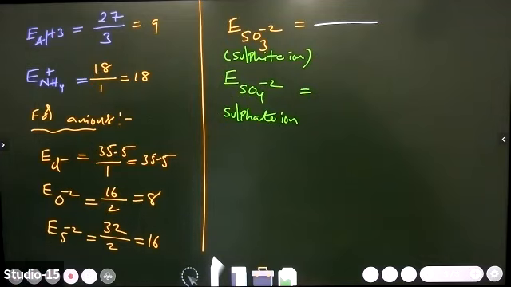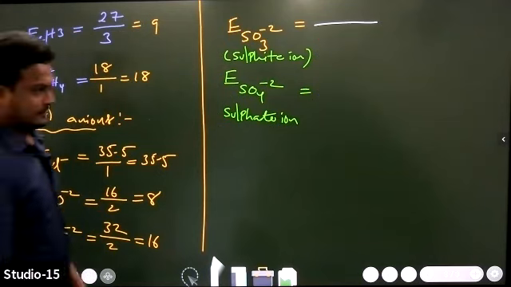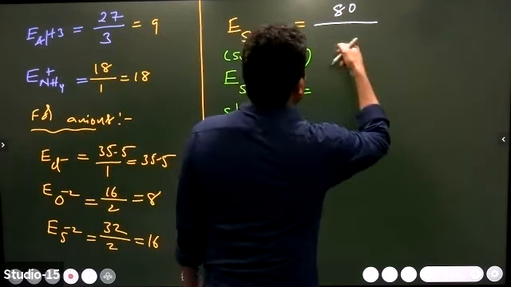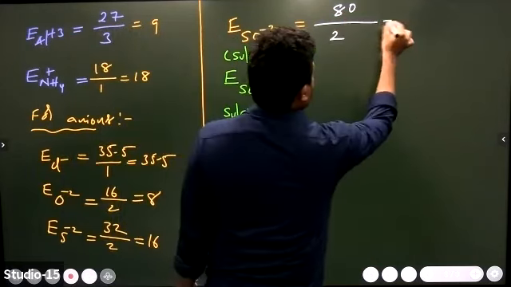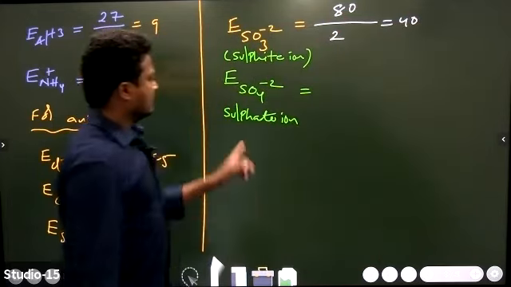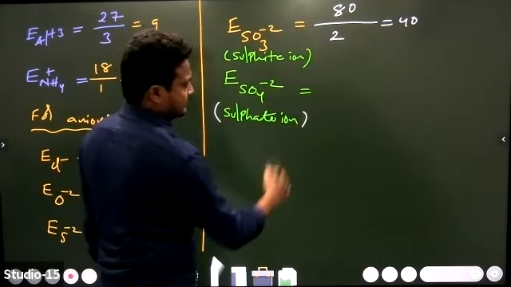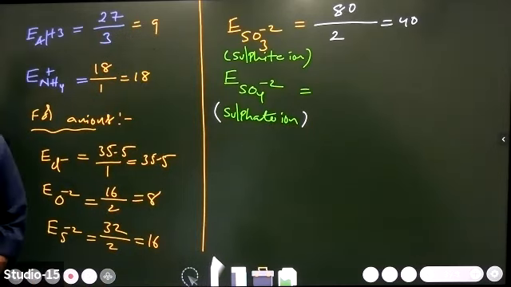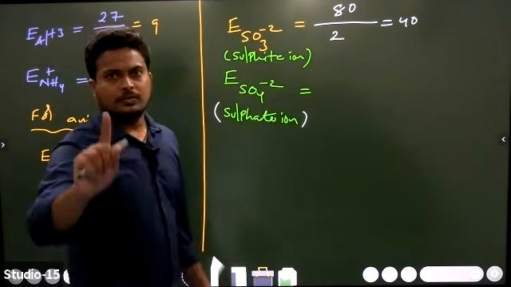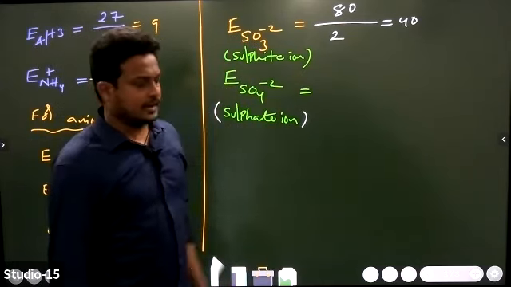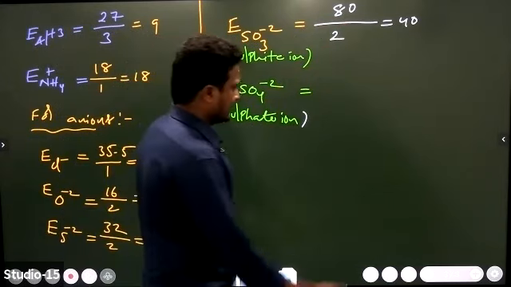SO3 minus 2, 80. 80 by the charge on the sulfite ion, which is 2. That is equal to 40 grams. Yes. What is the equivalent weight of sulfate ion, SO4 minus 2? The difference between sulfite ion and sulfate ion is only one oxygen, so add 16 to 80. That is equal to 96.